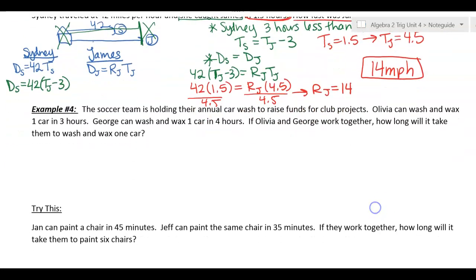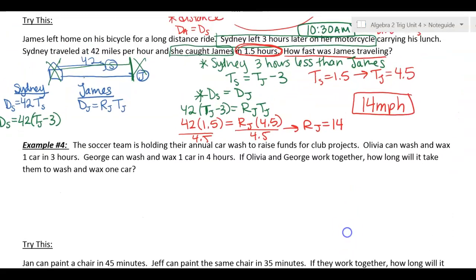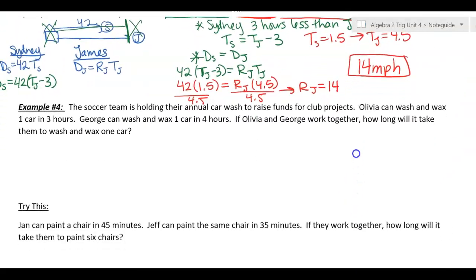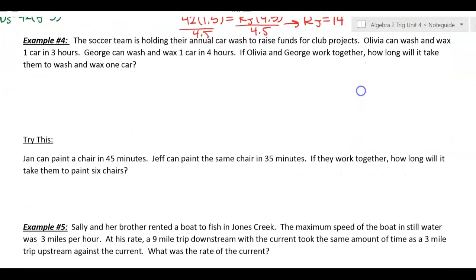All right, example 4 says the soccer team is holding their annual car wash to raise funds for club projects. Olivia can wash and wax one car in 3 hours. George can wash and wax one car in 4 hours. If Olivia and George work together, how long will it take them to wash and wax one car?